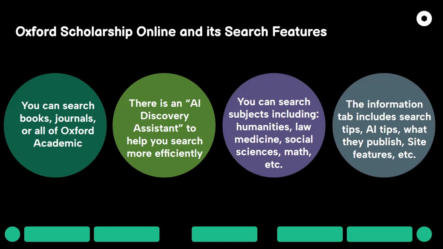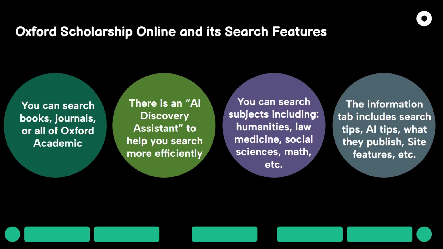I also use this in the advanced mock search. So you kind of got an idea of what's offered through that and what you can or can't do. You can search subjects including humanities and arts, law, medicine and health, social sciences, math, etc. Again, there's thousands of subjects you can search, but those are kind of the main ones that they really advertise.